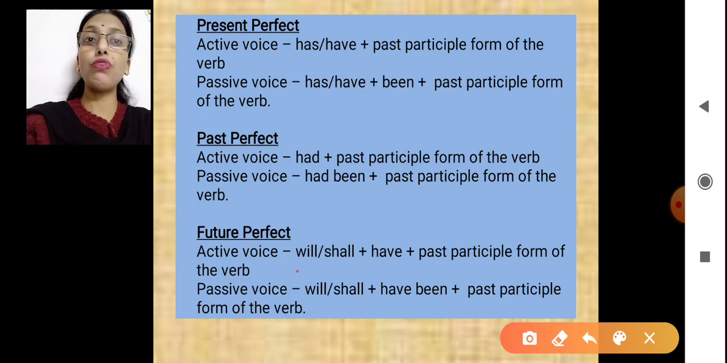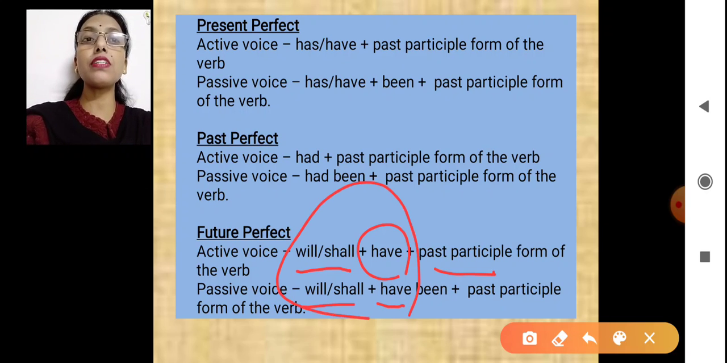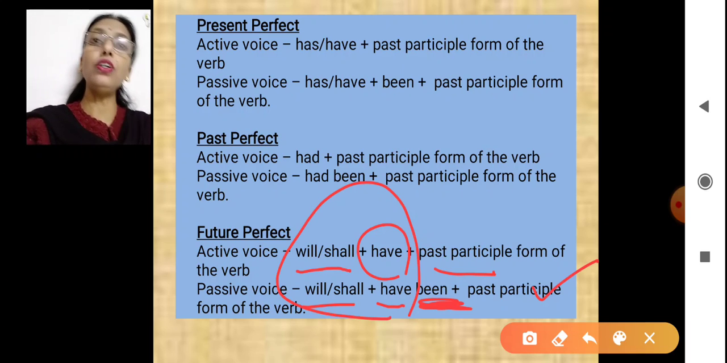Okay, now let's move to the future. Future perfect, will, shall, of course, because it's future. Perfect, have. Okay, and the past participle form. Again, we are just adding, let's see, will, shall and have will remain as it is. Only thing we are adding is been and the past participle form of the verb.